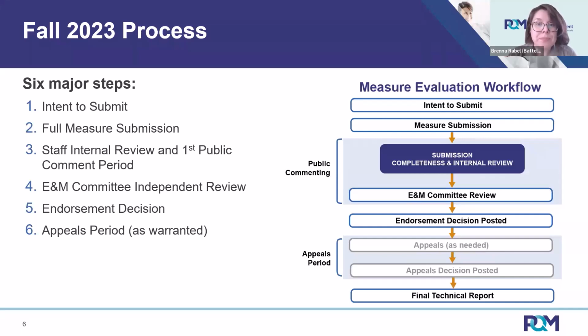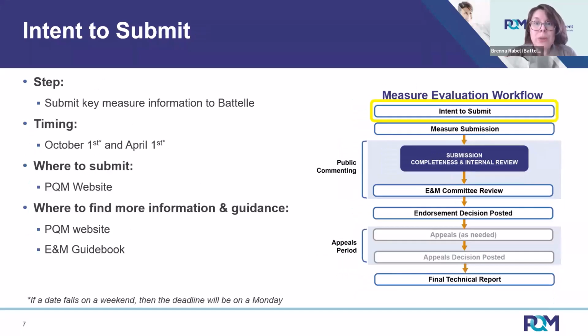Next slide. Okay, so since the intent to submit is coming up on October 1st, it's important to know that this is where you can provide all of the key information about your measure to Battelle. So the fields are very straightforward. We're mostly looking for information about measure numerator and denominator, exclusions, data sources, among other things, really to help our team predict the number of measures that we're going to review this cycle, as well as to help us begin sorting them into the correct committees so that we can plan ahead.